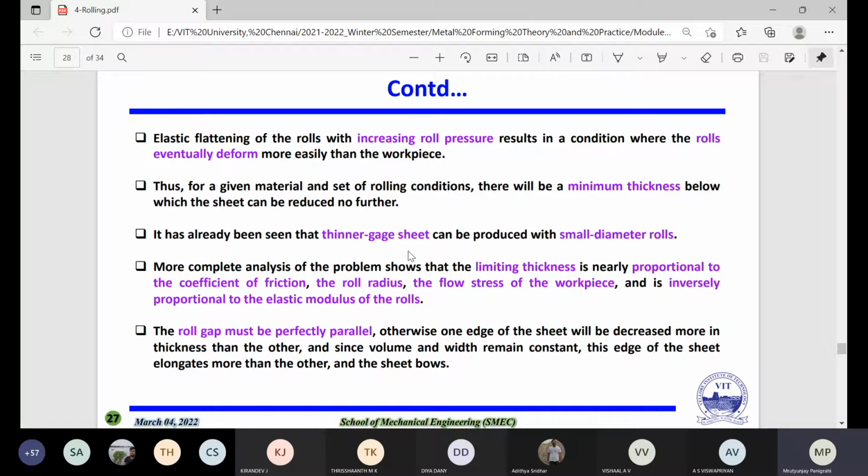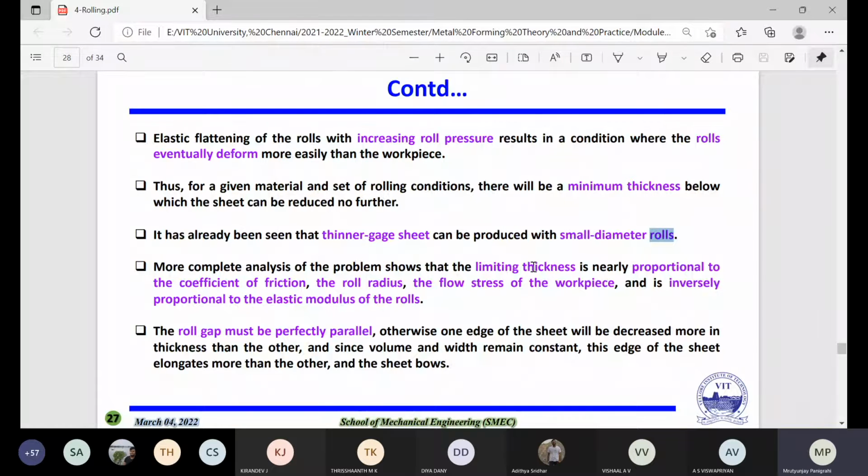It has already been seen that thinner gauge sheet can be produced with small diameter rolls. One more thing I told you about the rolls: sometimes you take small rolls, sometimes big rolls. If you remember the rolling mill, when we talked about small roll and big roll, it has already been seen that thinner gauge sheet can be produced with smaller diameter rolls. A more complete analysis of the problem shows that the limiting thickness is nearly proportional to the coefficient of friction. All the parameters are coming now.